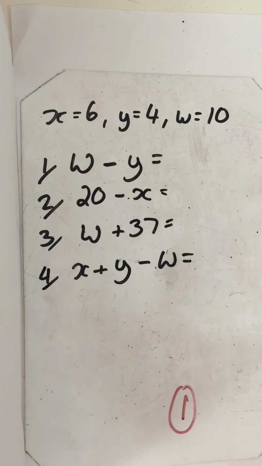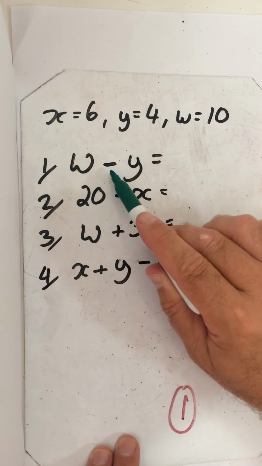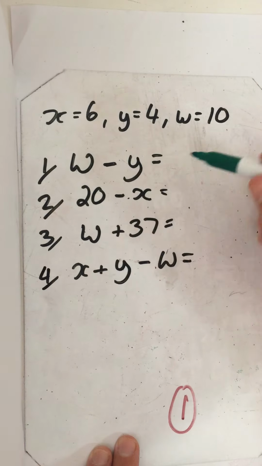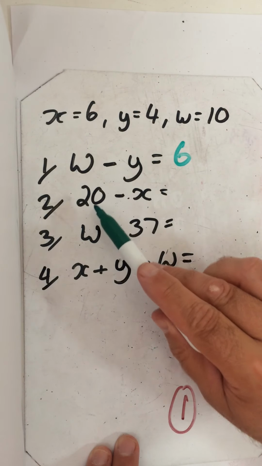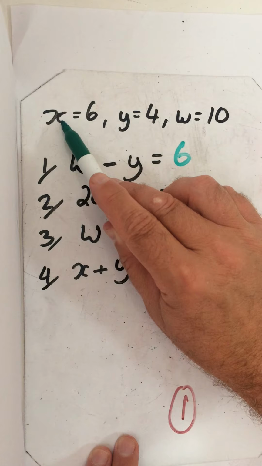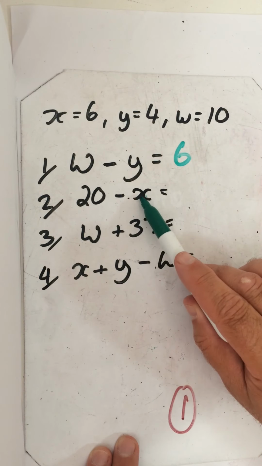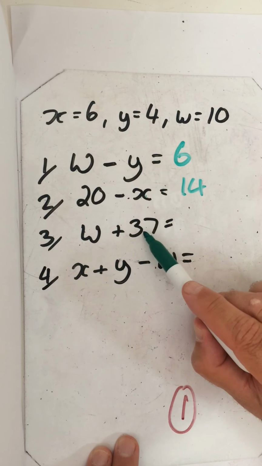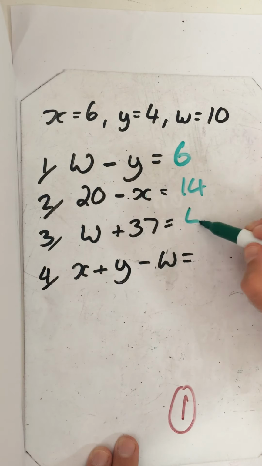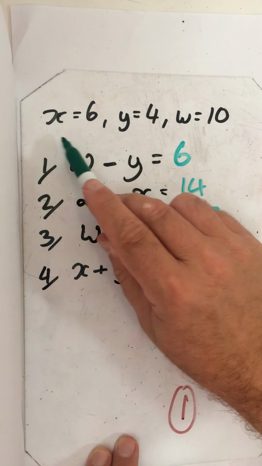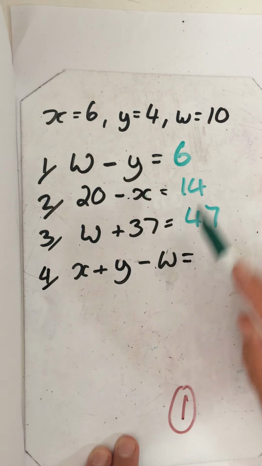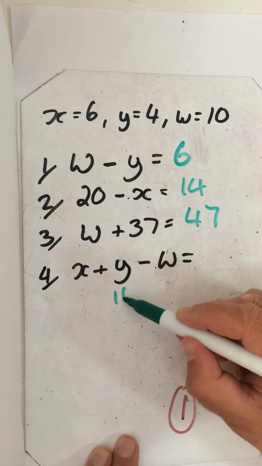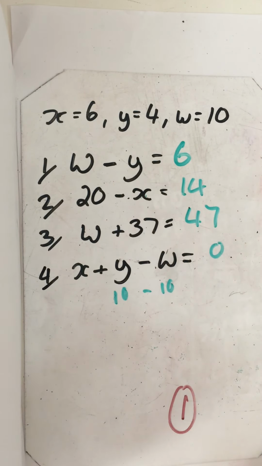Right, let's have a look at the answers. Okay, so w is 10, take away y, which is 4, 10 take away 4 is 6. Okay, 20 take away x, well, x is 6. 20 take away 6 is 14. w, which is 10, plus 37, so 10 plus 37 is 47. x plus y is 10, take away w, which is 10, so it becomes 10 take away 10, 0. Hopefully no problems with those.